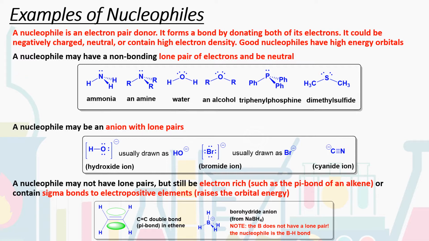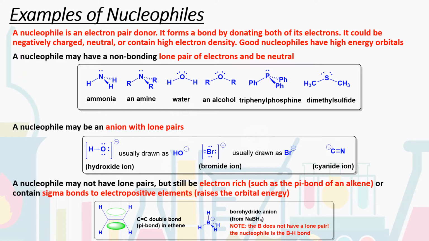A nucleophile is an electron pair donor. It forms a bond by donating both of its electrons to an electrophile. Now, our nucleophile could be negatively charged, it could be neutral, or it could just be something that contains high electron density. But good nucleophiles have very high energy orbitals. So, our nucleophile may have a non-bonding lone pair of electrons and be neutral. These ones that you're more likely to have seen include ammonia, amines, water, alcohols. These all have lone pairs of electrons, but they're overall neutral.